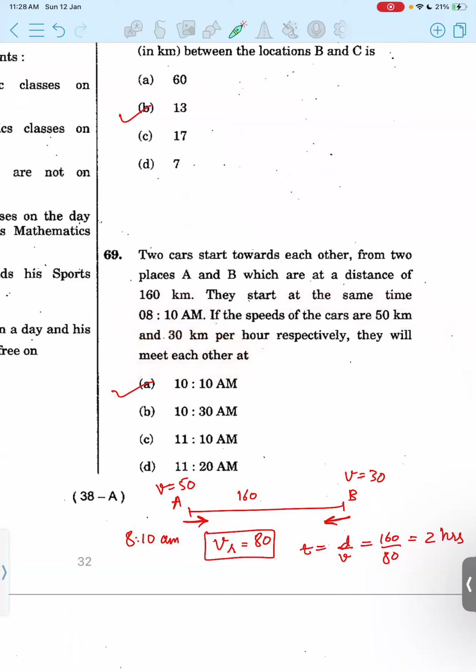So we have to calculate the relative speed. Relative speed when the objects are moving in the opposite direction, we have to add them. So 50 plus 30 will give us 80 as the relative speed. Now simply put that in the time distance speed formula, you'll get 2 hours. So 2 hours plus 8 hours and 10 minutes, so it'll be 10:10 a.m. Option A.